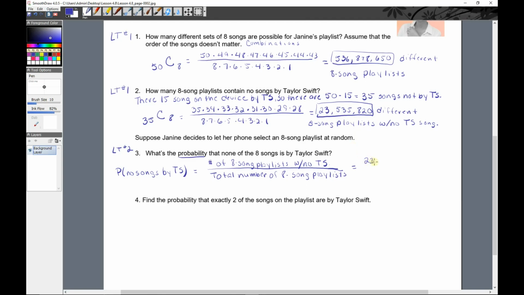So 23,535,820, and that'll be out of the total up here, 536,878,650, which will give you 0.044. So around 4 or 5% of all the possible playlists will have no Taylor Swift songs on them.